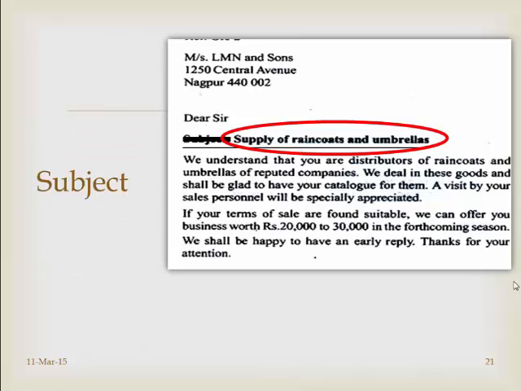Supply of raincoats and umbrellas. That's your subject. Clear and specific. Here I would mark this as wrong because you need to make this sentence case. No such thing as the word subject here.